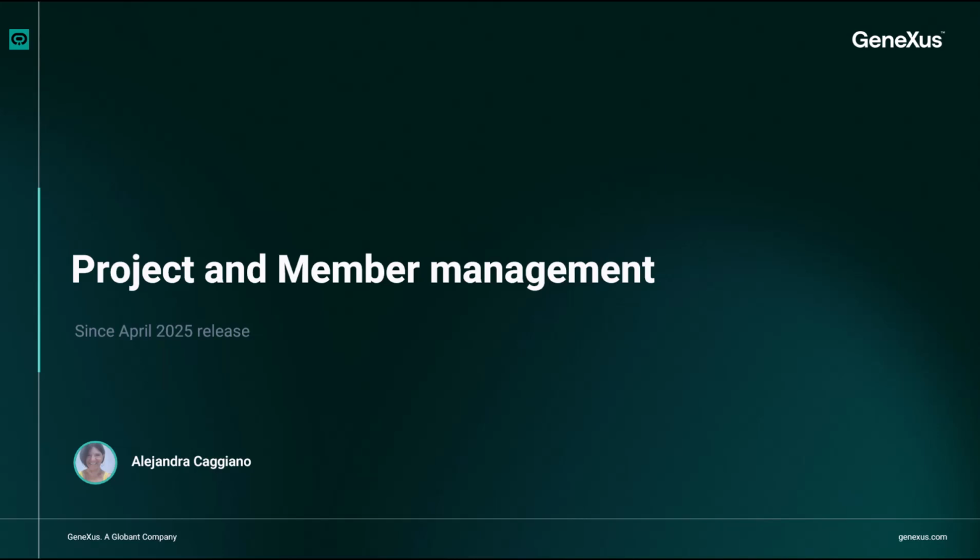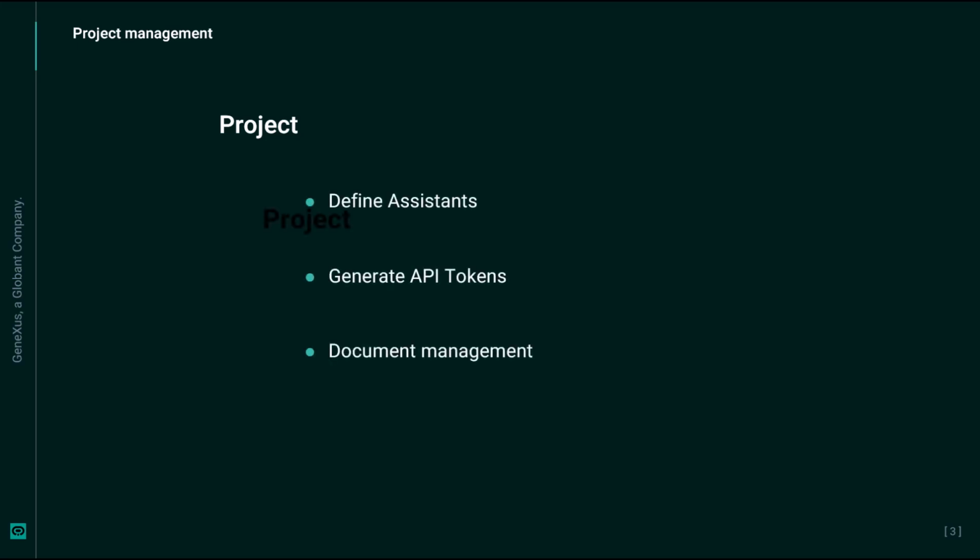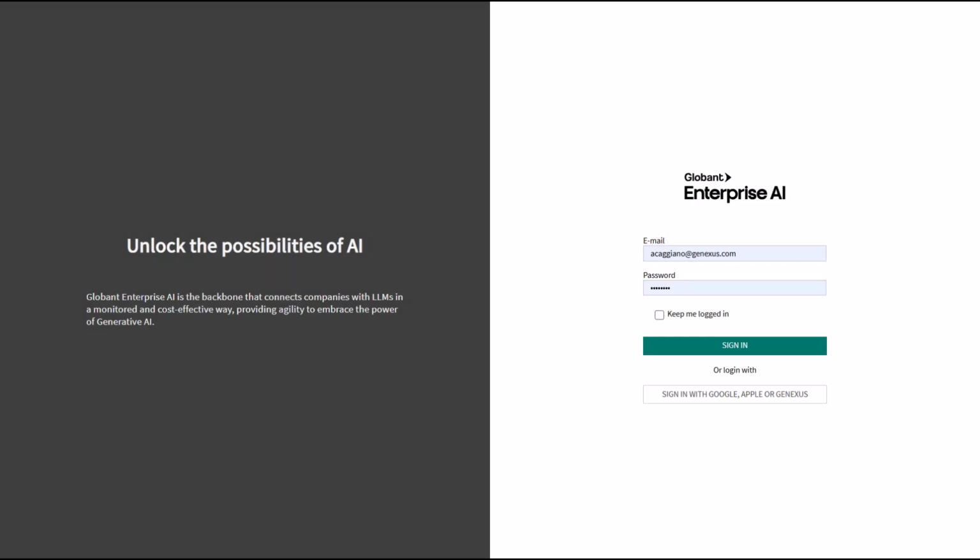As we've said before, projects are the central entities where different configurations and settings are defined, including the ability to define assistants, generate API tokens, and perform document management tasks in the organization. Next, we'll see how to run operations related to projects in the back office and manage them effectively.